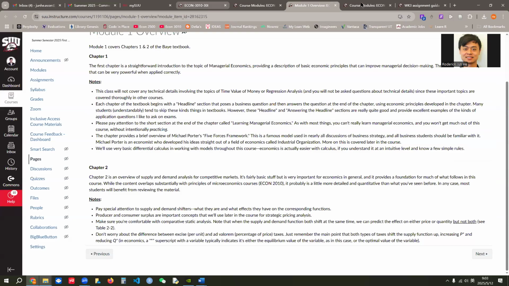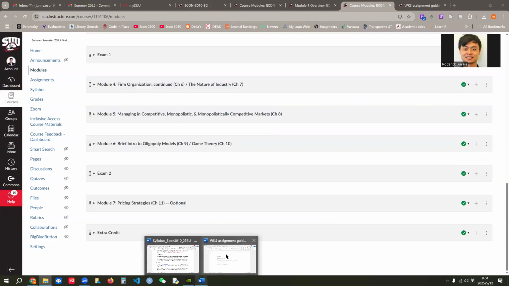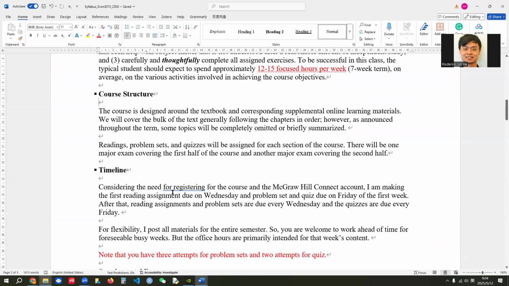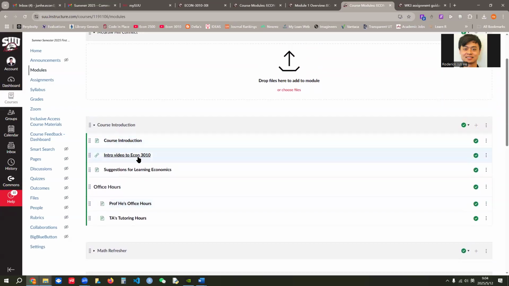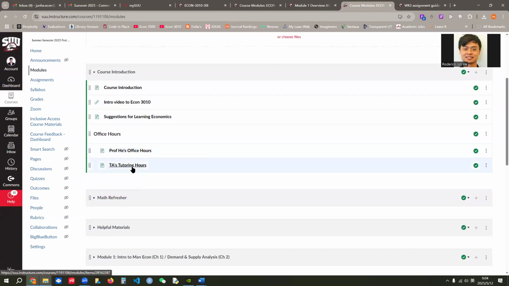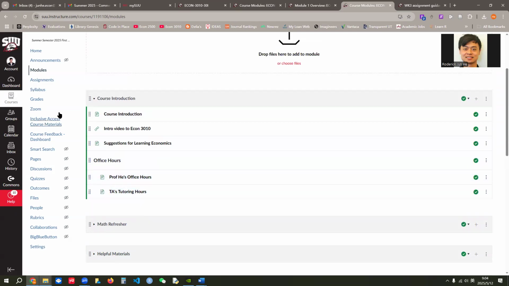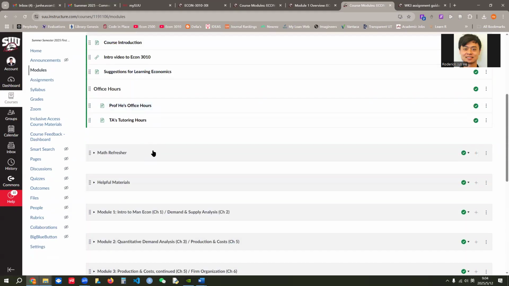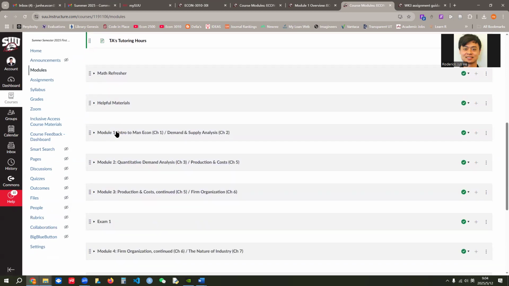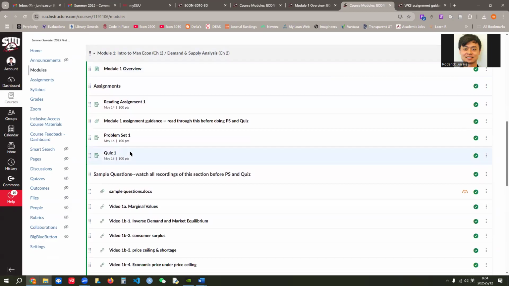Then let me talk about how the timeline is. My due days are Wednesday and Friday, and also my office hours and the TA's office hours, and they're here. Everything is organized on modules, so that's where you should go for materials. In the first week, I give you a little leeway. I understand people may need a little more time to get on track.